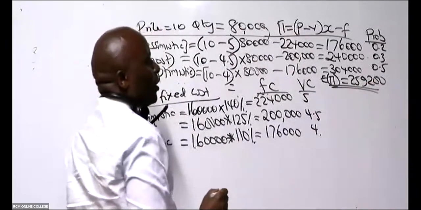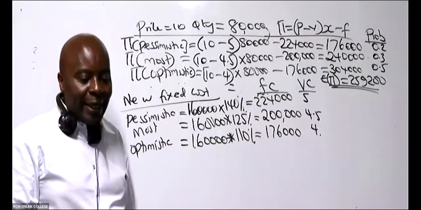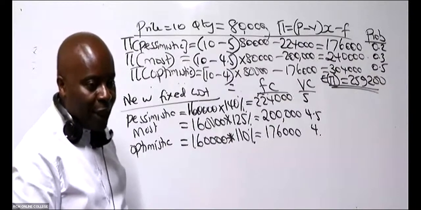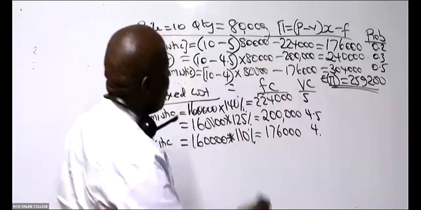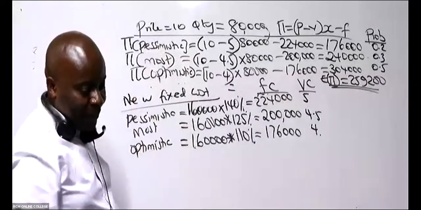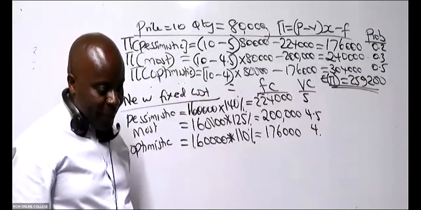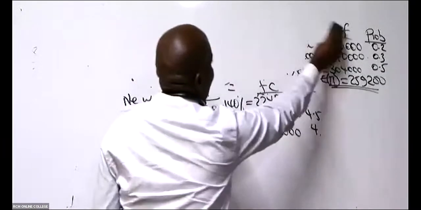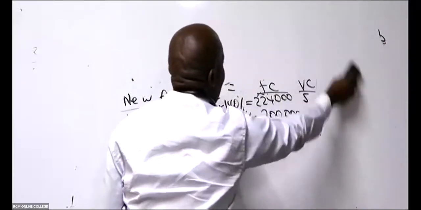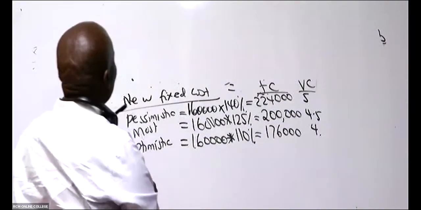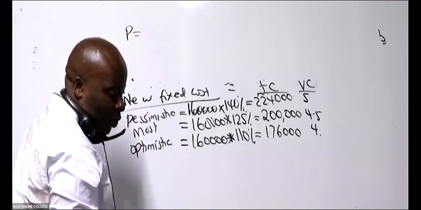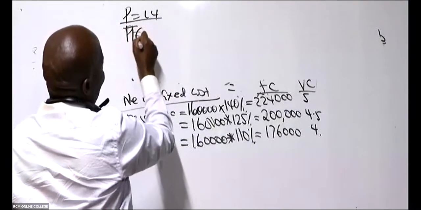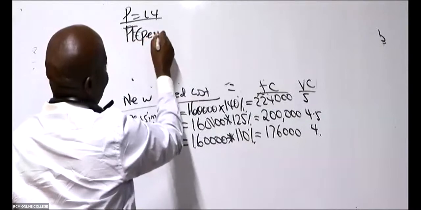So then with your permission, I will go and tackle the next price in the question. The next price given in the question is a price of 14 Kenya shillings. So now we are looking for the profit when we charge a price of 14. Go ahead and give me profit under pessimism.